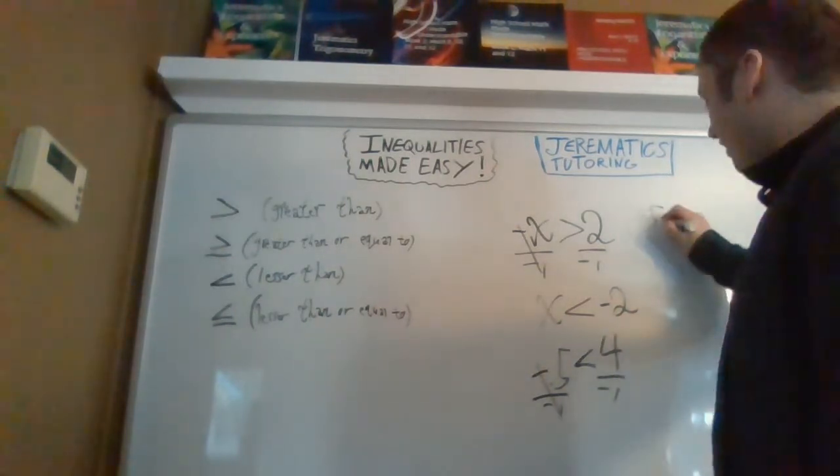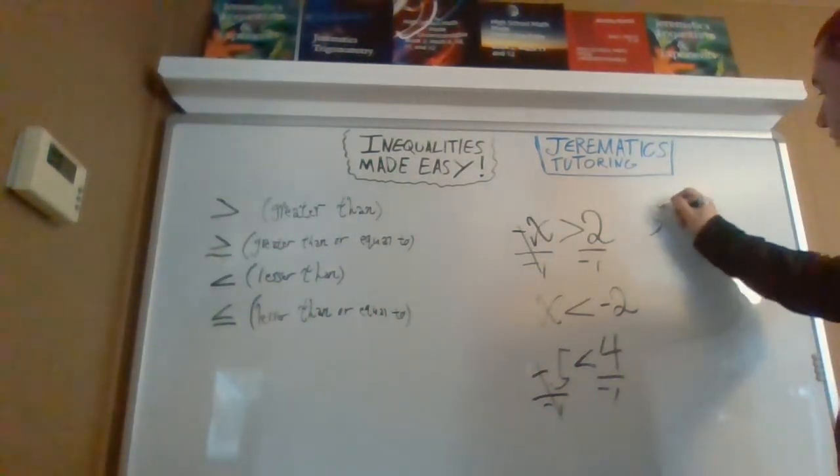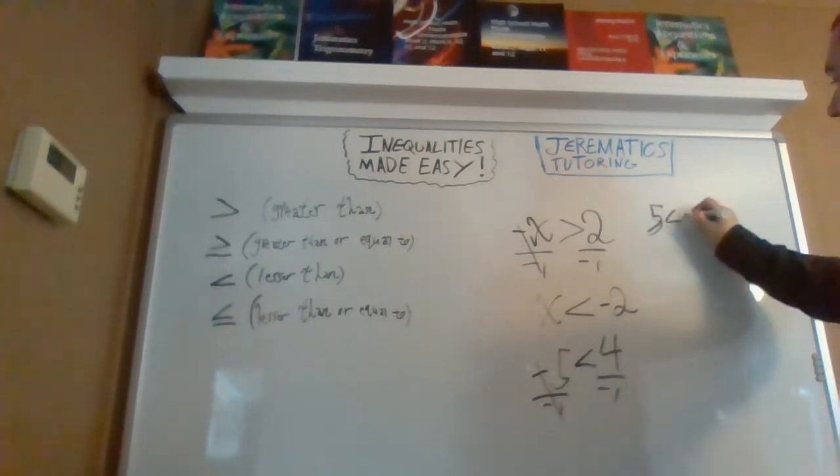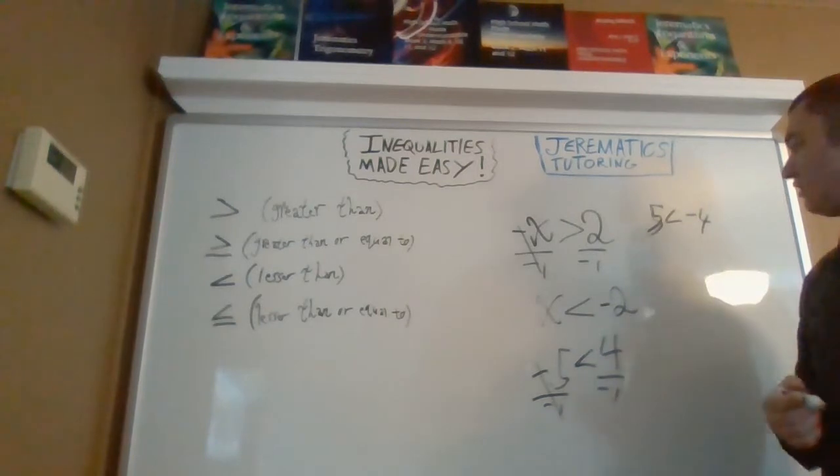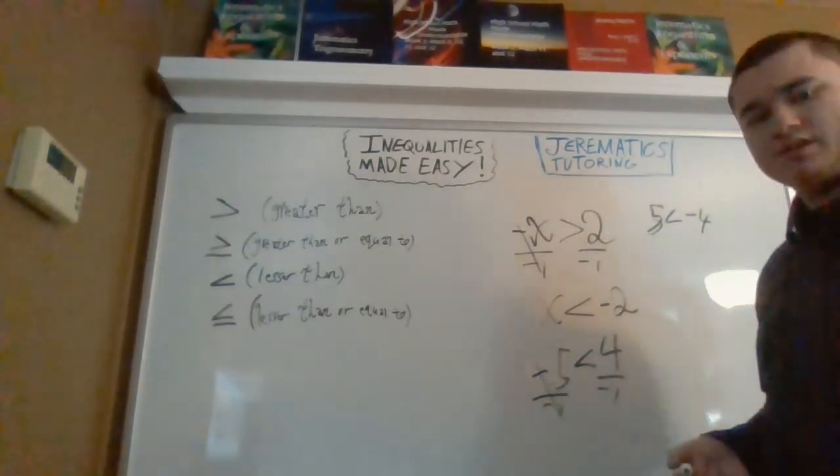You get 5 is less than negative 4. This doesn't make any sense because 5 is bigger than negative 4. How can negative 4 be bigger than 5?